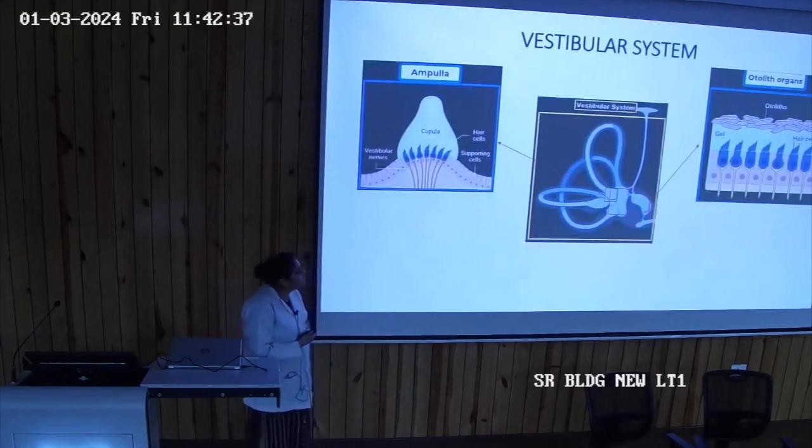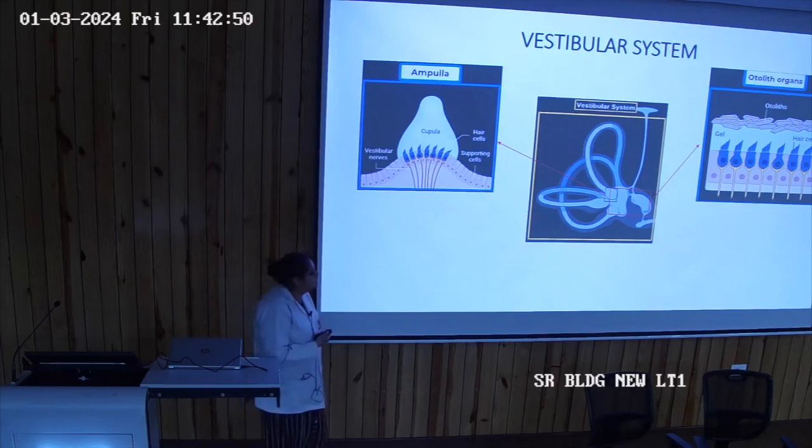Now we will talk about the vestibular system. The vestibular system mainly consists of the vestibular labyrinth, and it also contains the vestibulocochlear nerve. The vestibular labyrinth also consists of 3 semicircular canals which detect different types of movements like nodding up and down, tilting left and right, and shaking side to side.